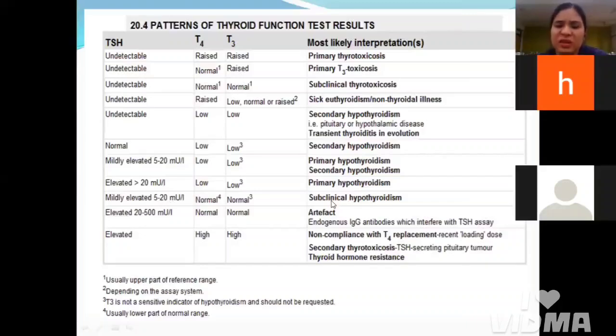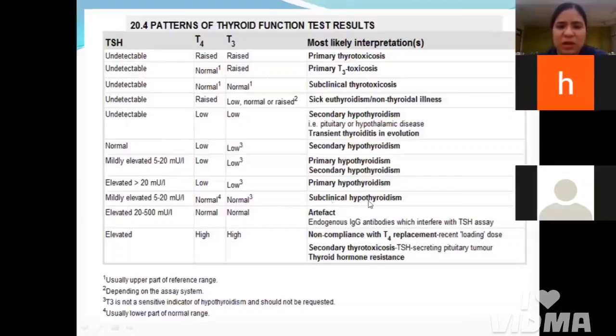We will start with this and then we will move on to hyperthyroidism. Okay, what patterns of thyroid functions you can get. When T4 and T3 change, how does the TSH level change? We will take up in the next class.